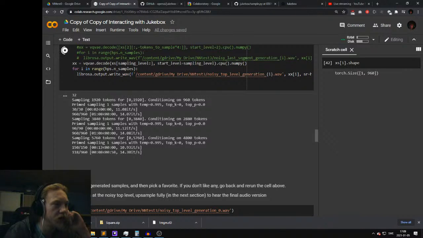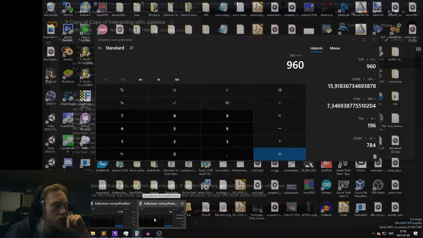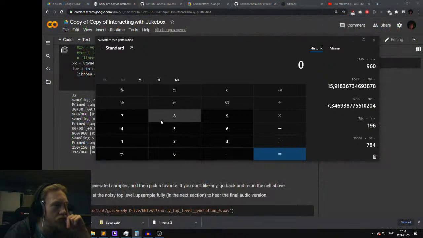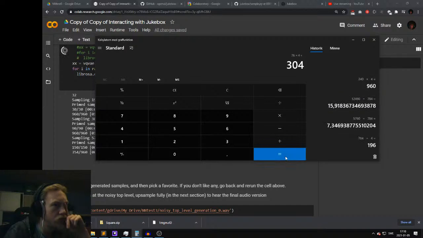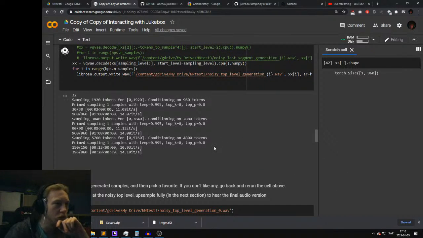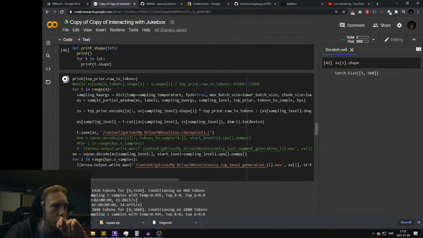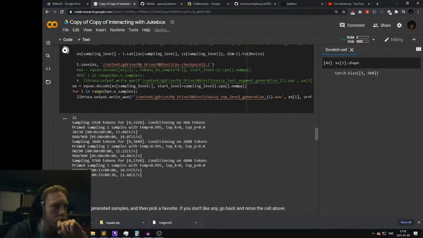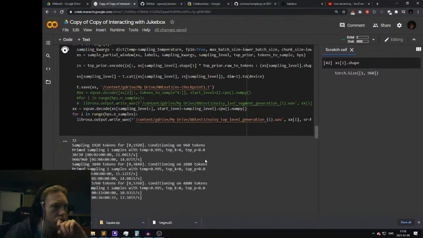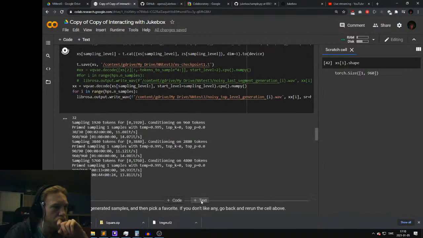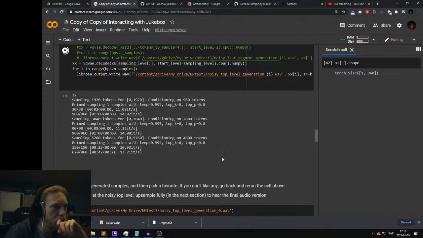How long does it take? 1 minute 16 seconds in total. 3 minutes and 4 seconds to generate 4 bars. Not too bad. Could be slower.